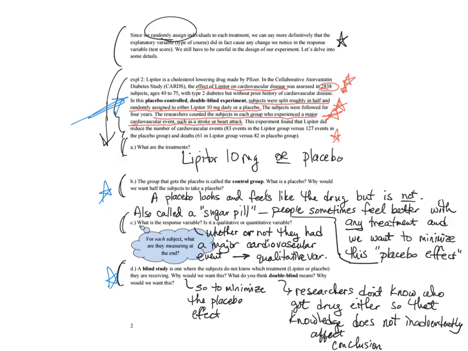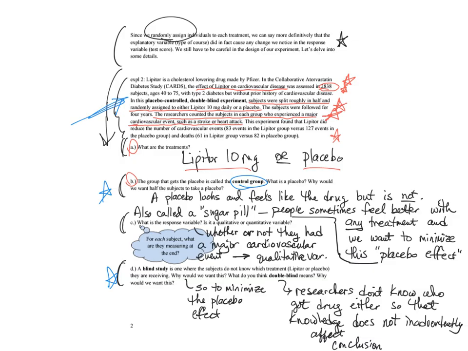So, Part A asks, what are the treatments? So I said to myself, well, what things are being imposed? It's either Lipitor 10 milligrams or a placebo. So there's that. Part B gets at this idea of placebo-controlled and what a control group is. Again, notice that terminology there in bold. So Part B says the group that gets the placebo is called the control group. What is a placebo, and why would you want half of the subjects to take a placebo?